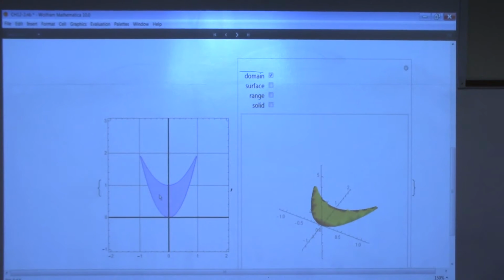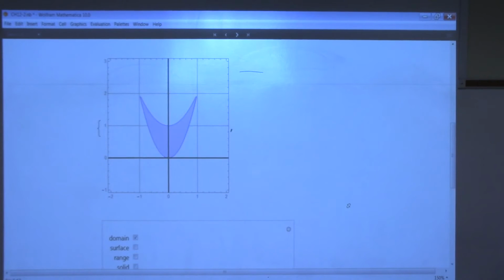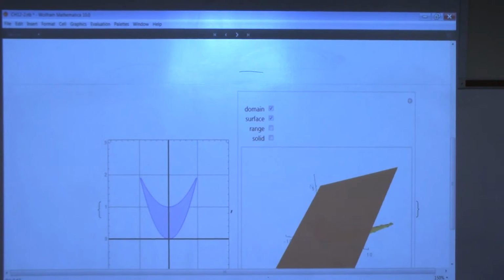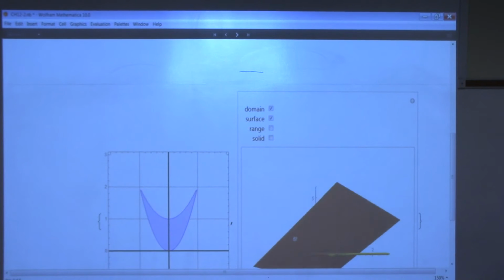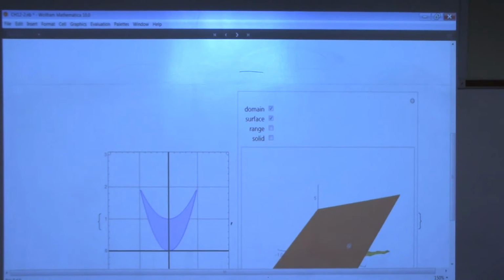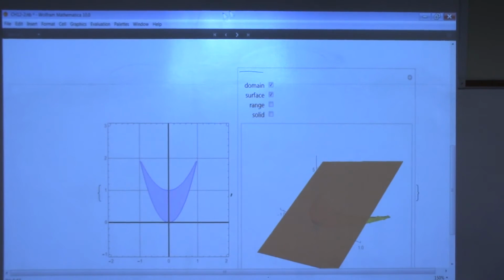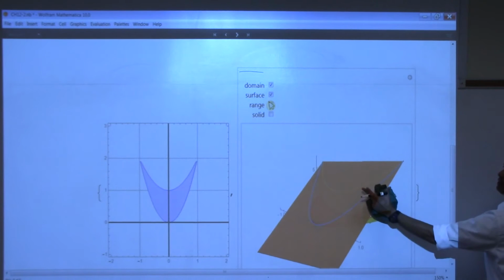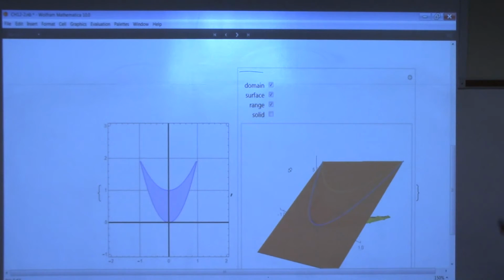There's the domain in two-dimensional space. There's that same domain laying on the ground in three-dimensional space. Here's the surface, which we said was a plane. Here's just the region there plugged in where it would hit the plane if you map those points up into the function. And that generates a solid if you look straight down.